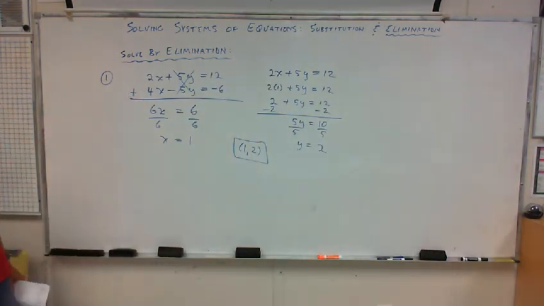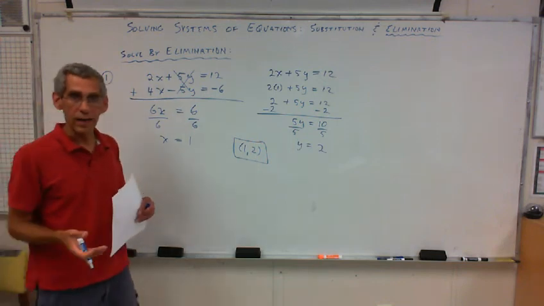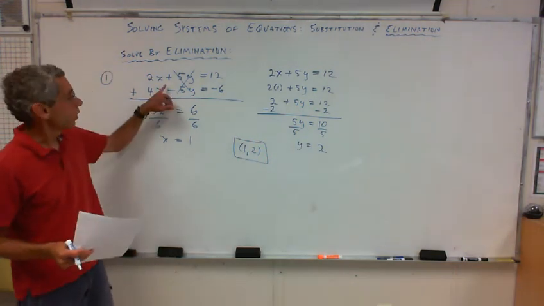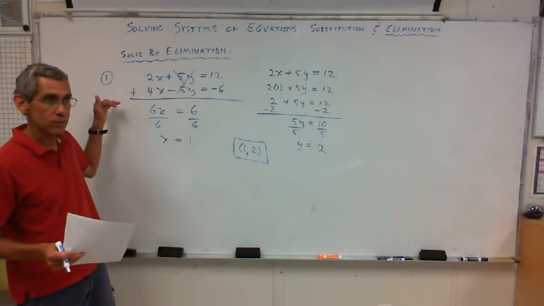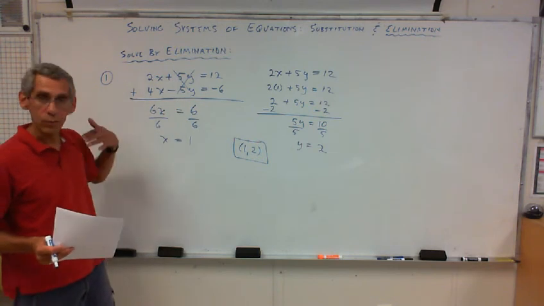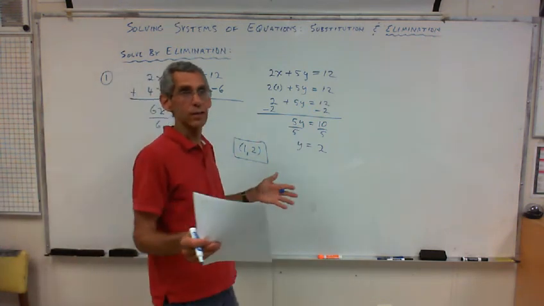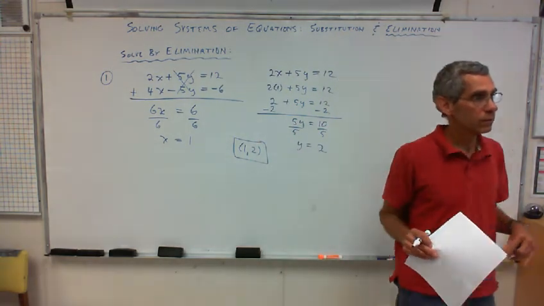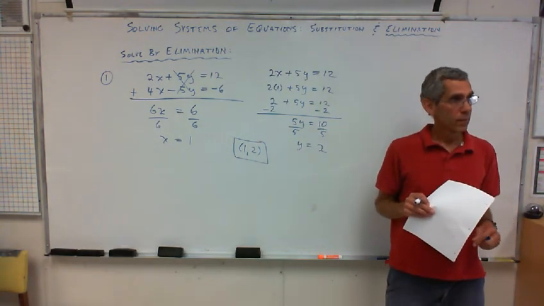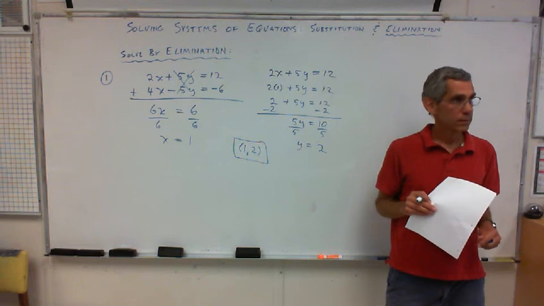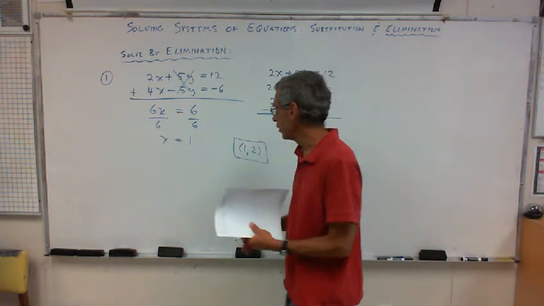Now sometimes I was very nice to you. I gave you an example where it had plus 5y and negative 5y, so just by adding them together, they were ready to go, and I immediately could solve it. But when you don't have a plus and negative, you have to multiply so that they line up. So we're going to do another one.